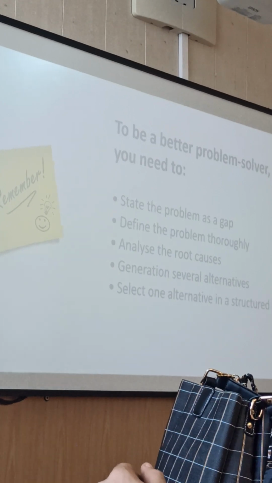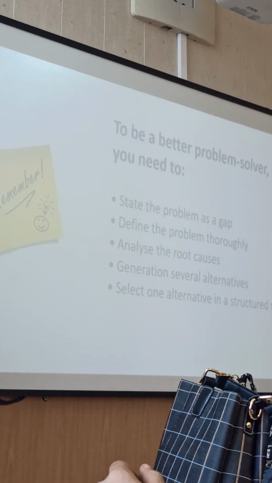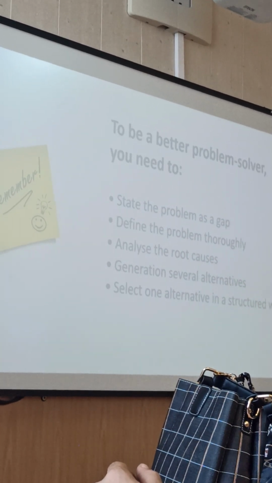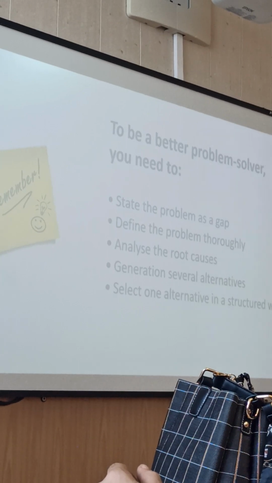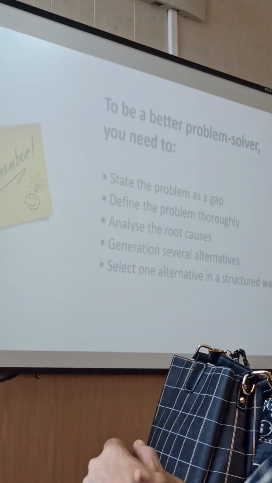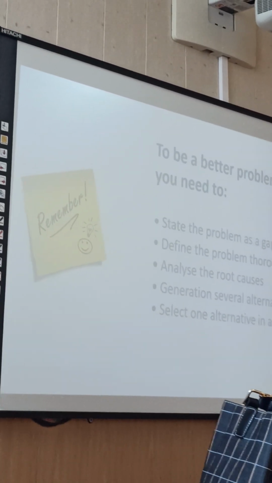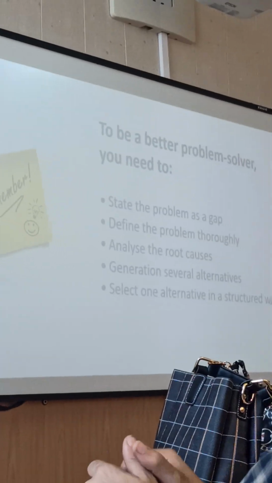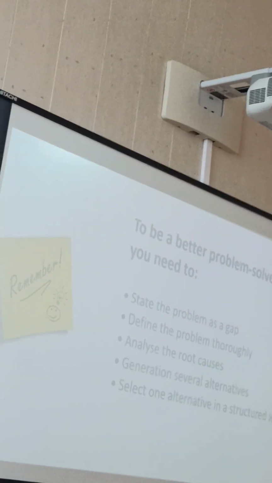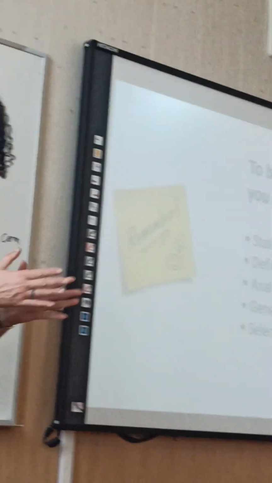Well, just remember this as a conclusion. If you want to be a better problem solver, these are the main takeaways I invite you to keep in mind. State the problem as a gap. Define the problem thoroughly with lots of questions. Choose stakeholders. Analyze the root causes if they are not visible. Generate several alternatives, don't stick to one. And select your preferred solution based on objective criteria.